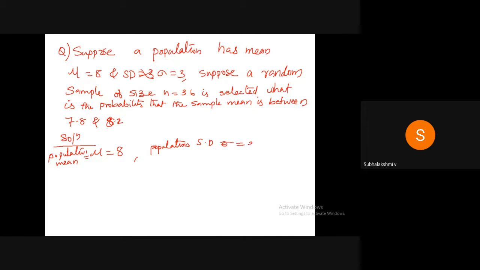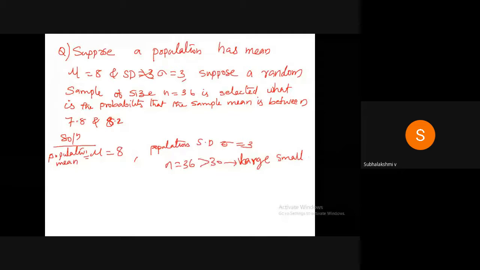Given next, n equal to 36 is greater than 30, so n is a large sample. We have n greater than 30, the sample is a large sample. By the central limit theorem, x bar is the sample mean, and we can find the probability that the sample mean lies between 7.8 and 8.2.